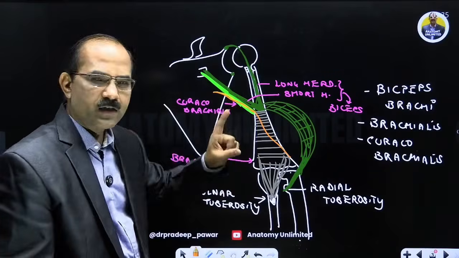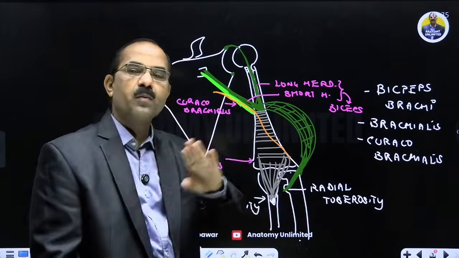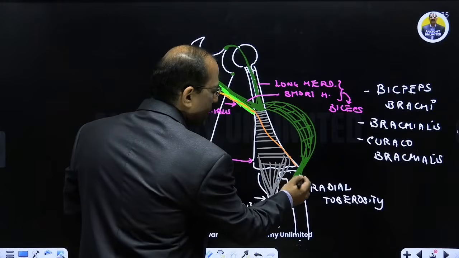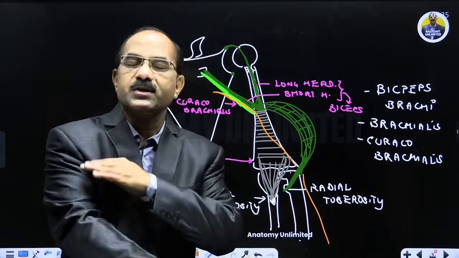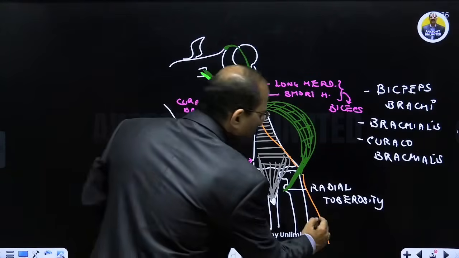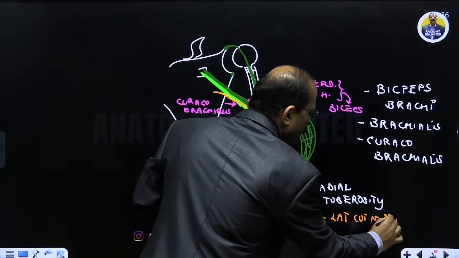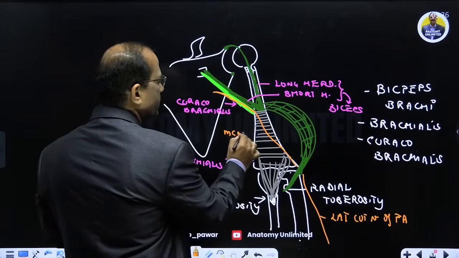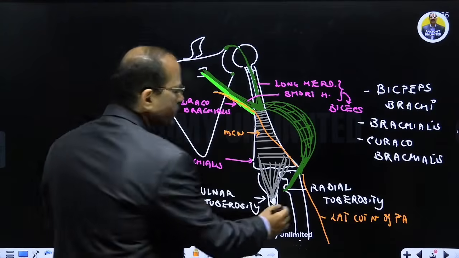So the nerve pierces the coracobrachialis, lies on the brachialis, below the biceps, and now it becomes cutaneous here and supplies the skin on the lateral aspect of the forearm. This is what we call the lateral cutaneous nerve of forearm. The lateral cutaneous nerve of forearm is a continuation of the musculocutaneous nerve.